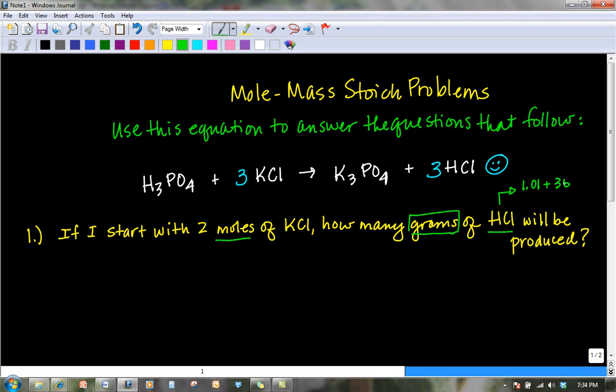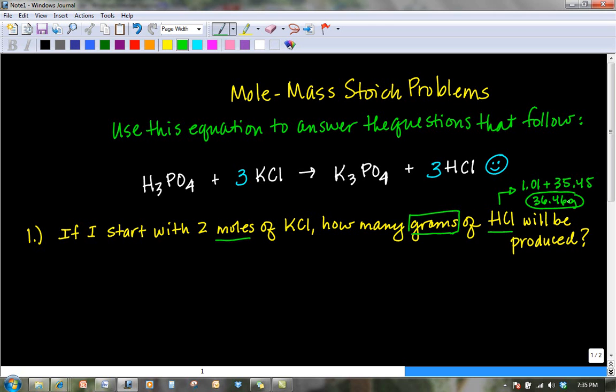To calculate the molar mass of HCl, I'm just going to add the atomic mass of hydrogen plus that of chlorine, which is 35.45. And when I add those two together, I get a molar mass of 36.46 grams. And remember that this 36.46 grams is equal to 1 mole of HCl. So we're going to be using that in our dimensional analysis grid. Okay, back to the problem.